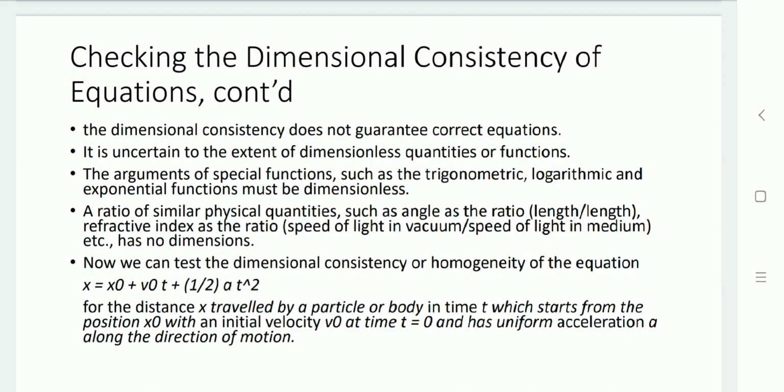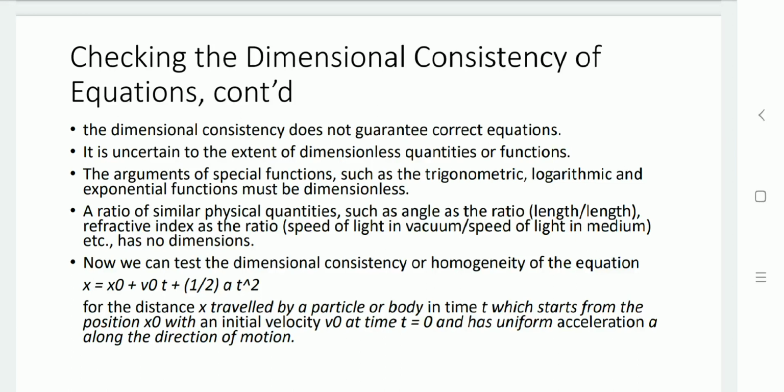For example, let us define the dimensional consistency of the given equation. X equal to x0 plus v0t plus 1/2 at square. X, that is the distance, having the dimension L. So x0 is also having L. v0 into t: v is distance per time and t is time, so time will be cancelled out. So that is having the distance, that is also L.